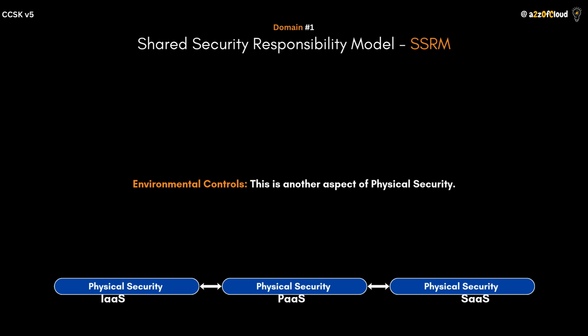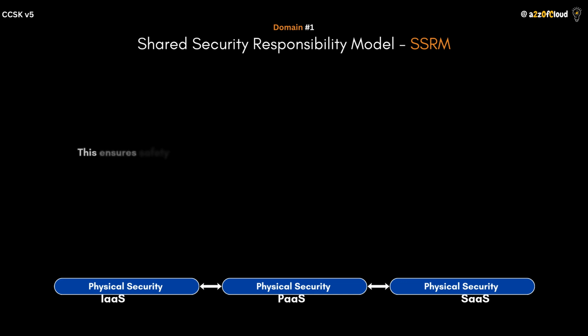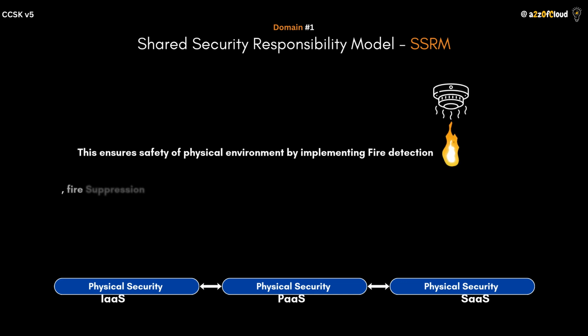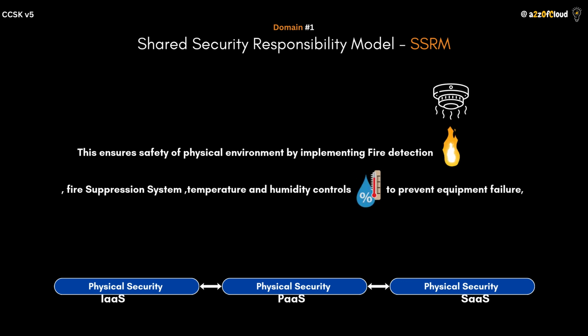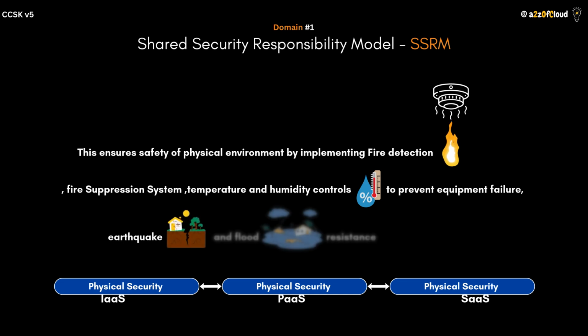Environmental controls. This is another aspect of physical security. This ensures safety of physical environment by implementing fire detection, suppression systems, temperature and humidity controls to prevent equipment failure, earthquake and flood resistance in building designs.